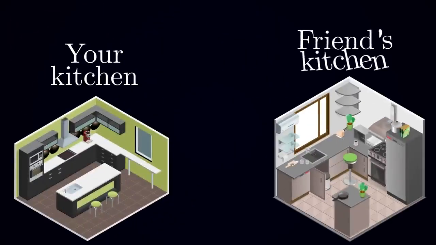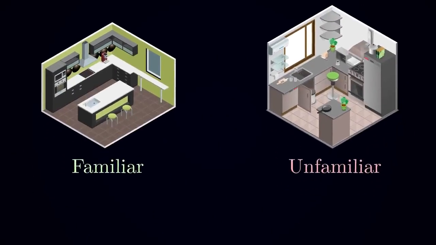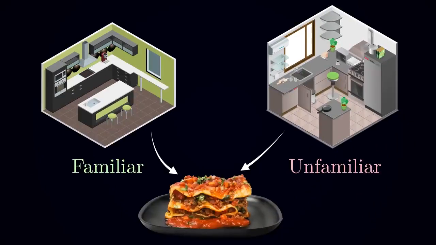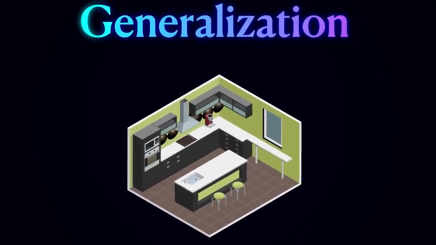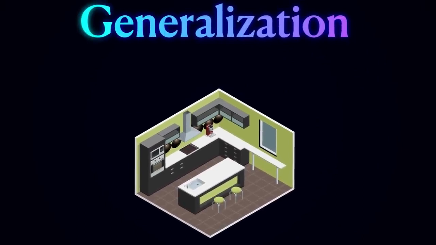Finally, you get invited to your friend's house to cook your famous lasagna. Even though you have never used their kitchen before, you are still able to navigate and cook efficiently. But how is it possible? Because if you think about it, you have never been in that particular situation, so this must be a totally new problem, right? Well, the answer lies in the ability of your brain to generalize.